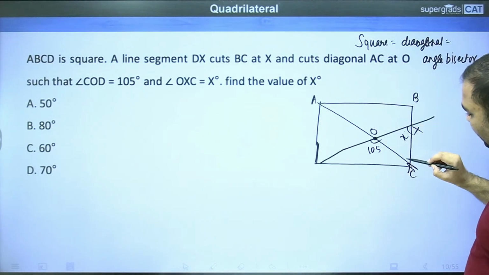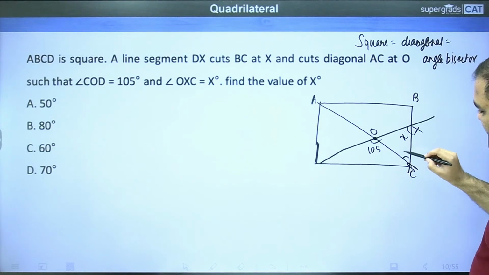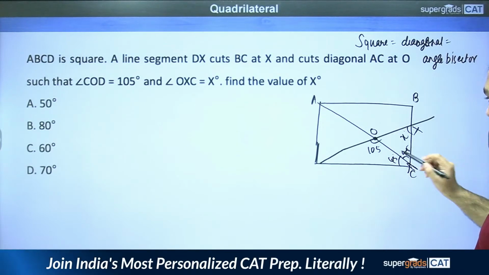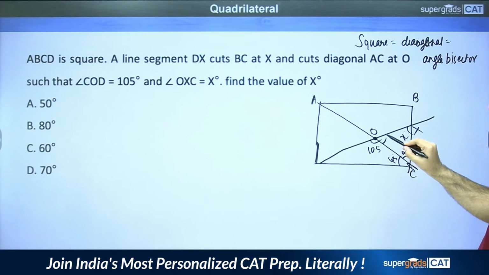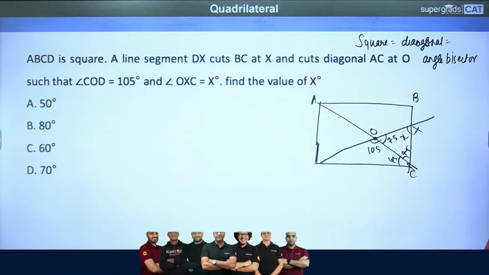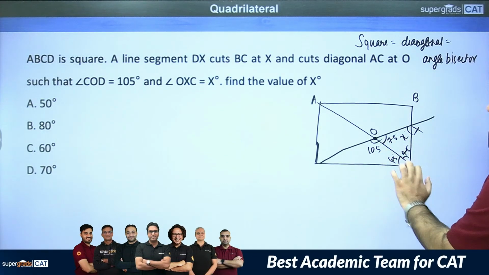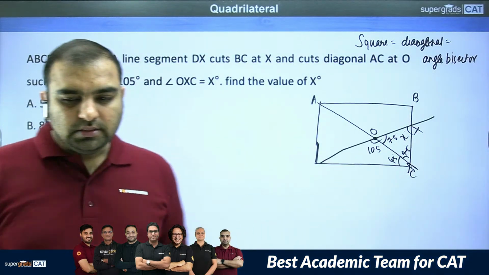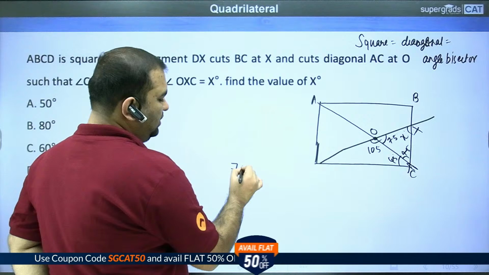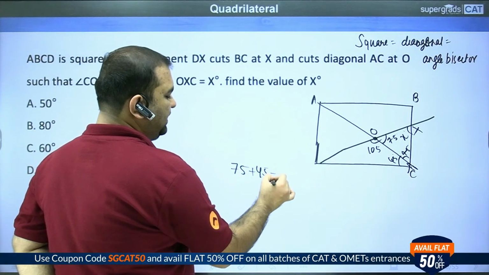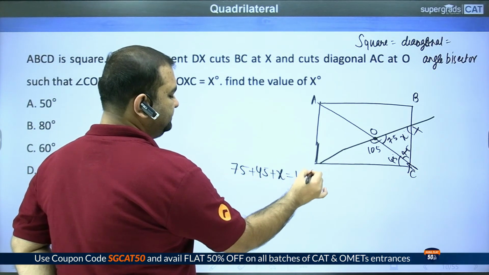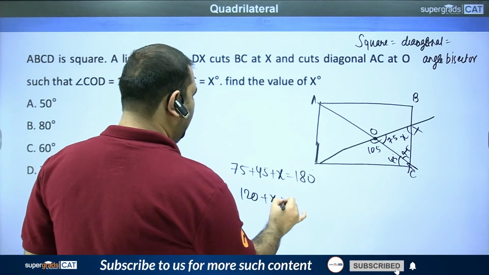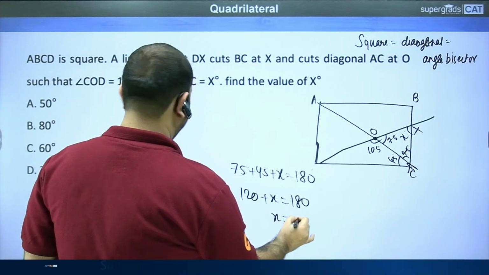तो टोटल 90 है, तो एंगल बाइसेक्टर है तो 45 ईच. ये 105 तो बचा हुआ 75 लीनियर पेयर, टोटल 180 होगा. 75 प्लस 45 प्लस एक्स इज 180 डिग्री. 120 प्लस एक्स इज 180, एक्स इज 60 डिग्री.